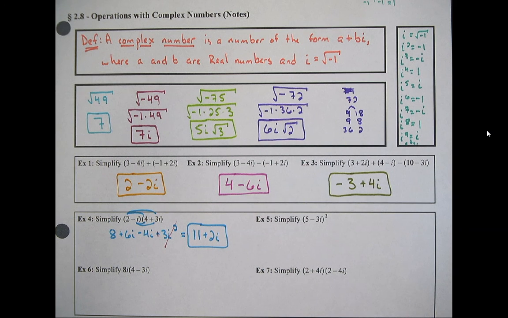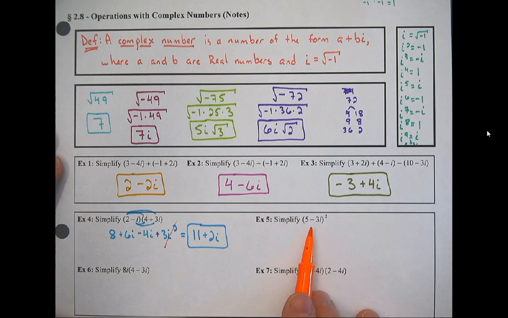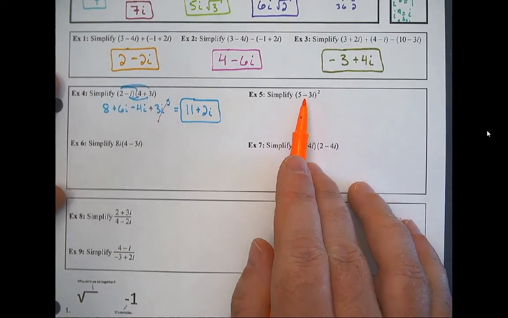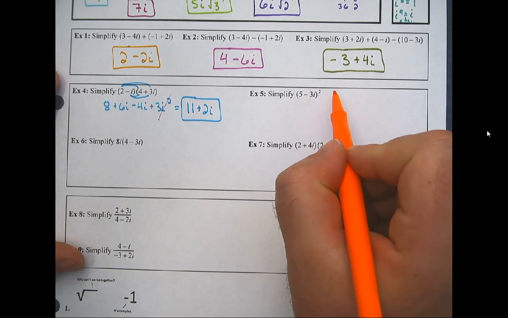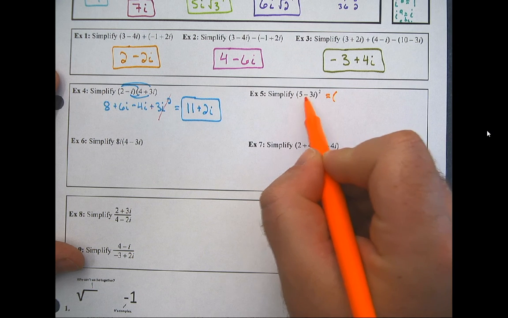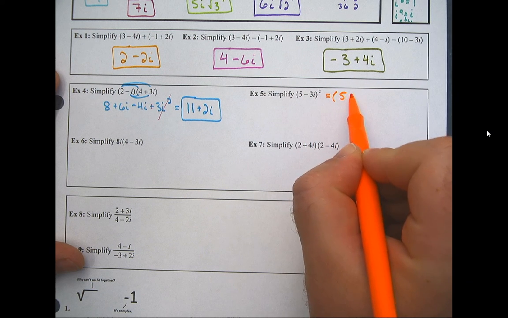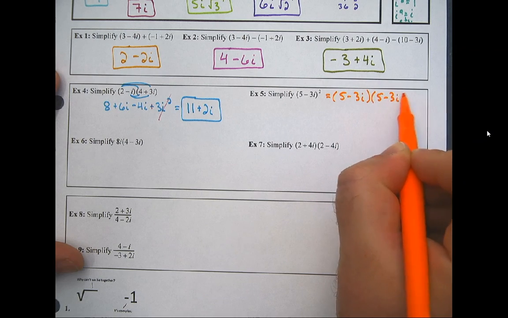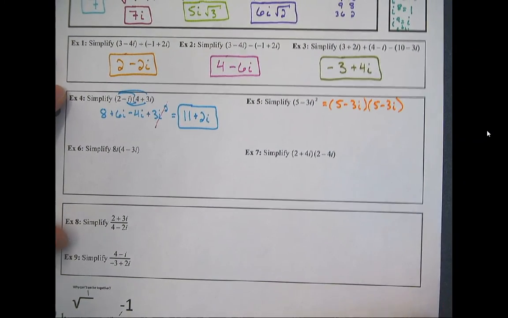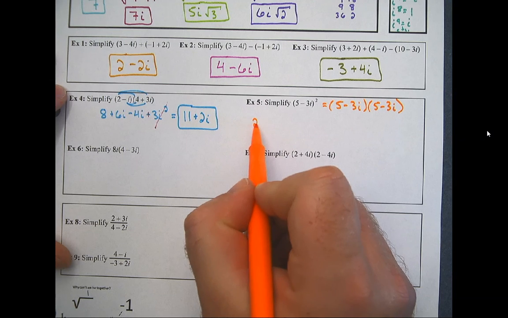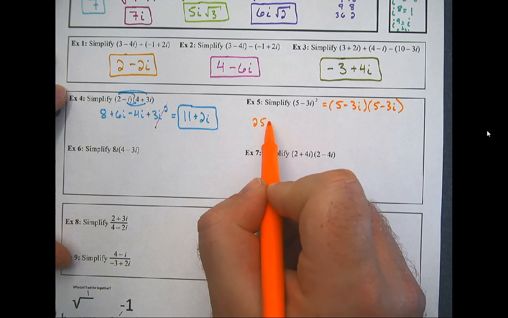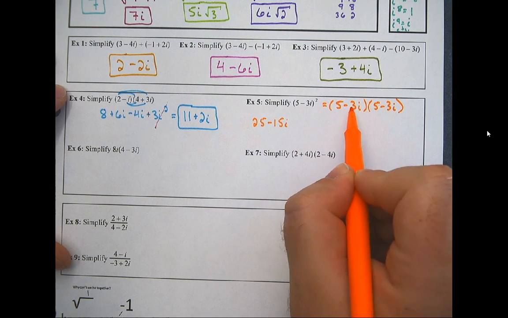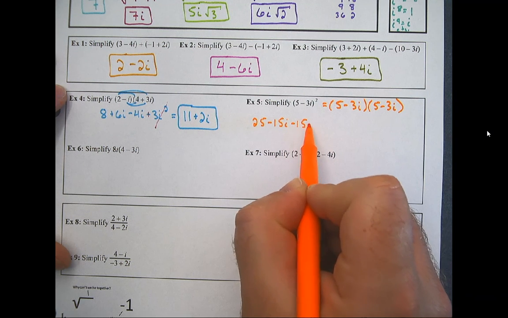Let's try another one. Ooh, this is a little sneaky. Remember, 5 minus 3i squared really means 5 minus 3i times 5 minus 3i. Now I would start to distribute. 5 times 5 is 25. 5 times minus 3i is minus 15i. Minus 3i times 5 is minus 15i.